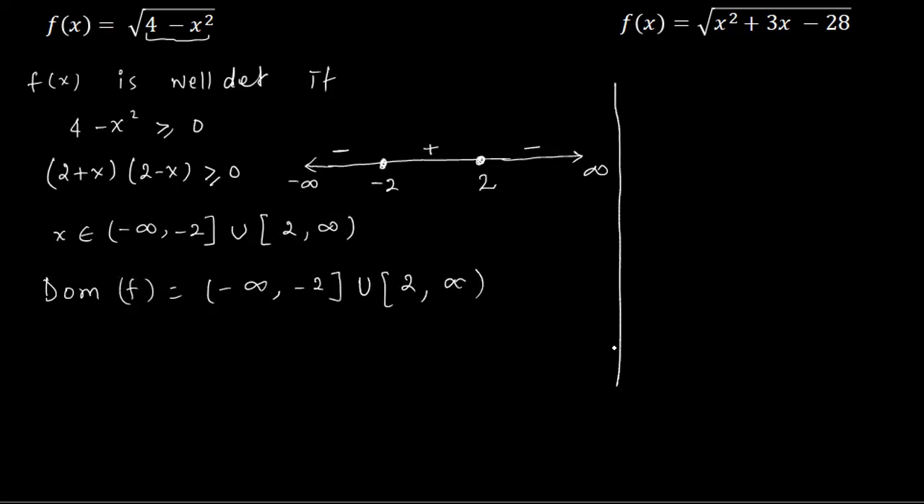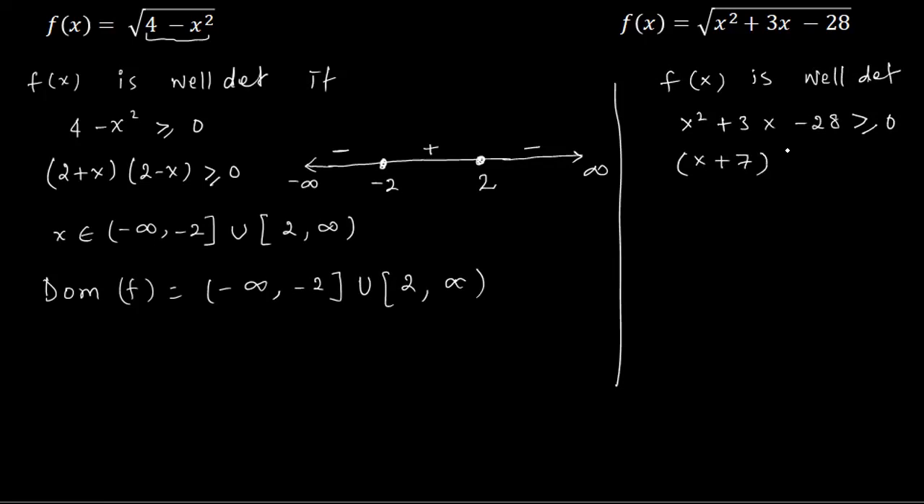Here we have a function f(x) equal to square root of x square plus 3x minus 28. So we know even this function is well defined if x square plus 3x minus 28 is 0 or more than 0. So once we factorize, we get (x plus 7) into (x minus 4) is more than or equal to 0.